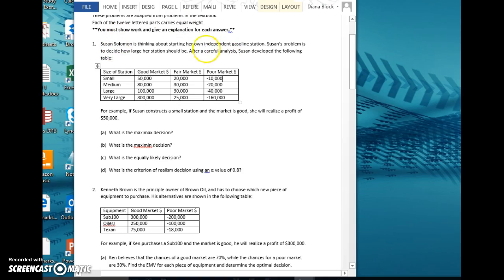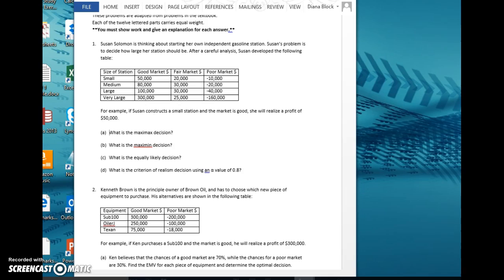So going back up to the problem now, this person is trying to determine what size of a gas station they should open: a small, medium, large, or very large station. So for each one of these, your answer is either small, medium, large, or very large. Based on the different criteria given here, you're going to state which size of station she should open based on either the max and max decision, the max and min decision, equally likely, or the weighted average, which is the criteria of realism.